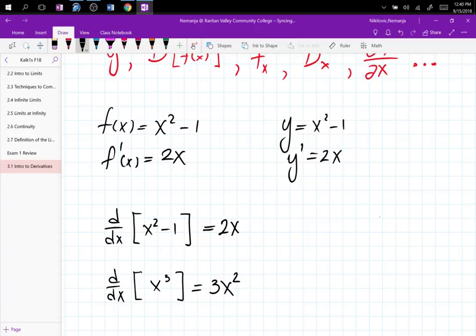After the test, you are going to learn shortcuts so that you don't have to crank that limit every time you need the derivative. And there will be 2 chapters of needing the derivative 15 times per problem. So, can you imagine doing 15 limits? Right? No, we want to X that out.